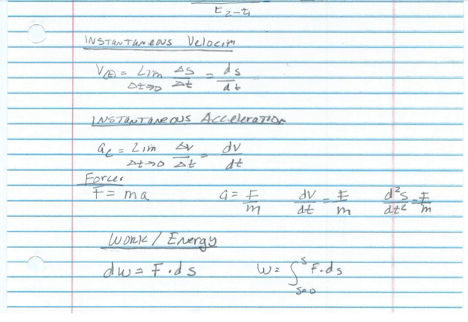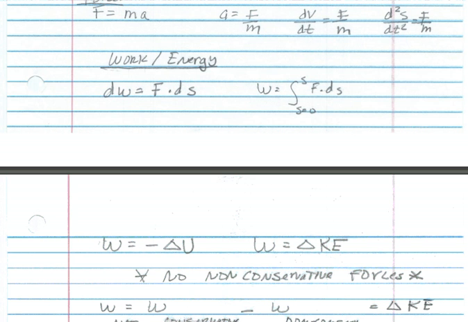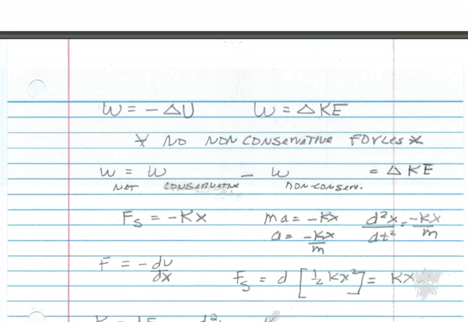Now, what about our work energy theorems? Well, we know that dW, the derivative of work, equals force times ds. Therefore, work is the integral of force ds from s equals 0 to s. Work also equals minus delta U, so the negative change in potential energy is what is work. So if we see a decrease in potential energy, that will be an increase in work.